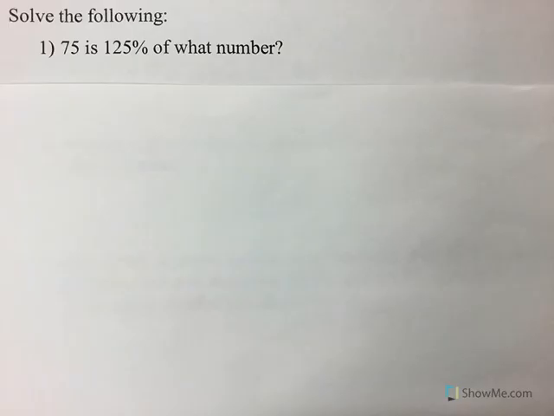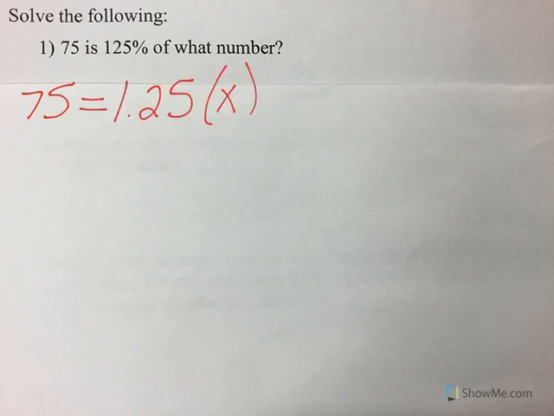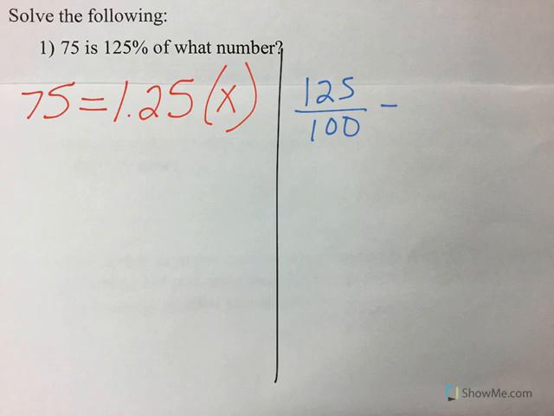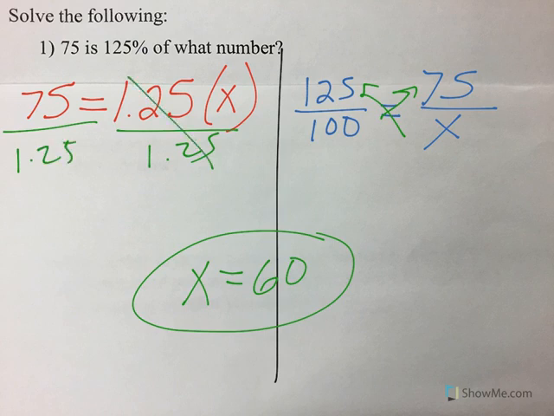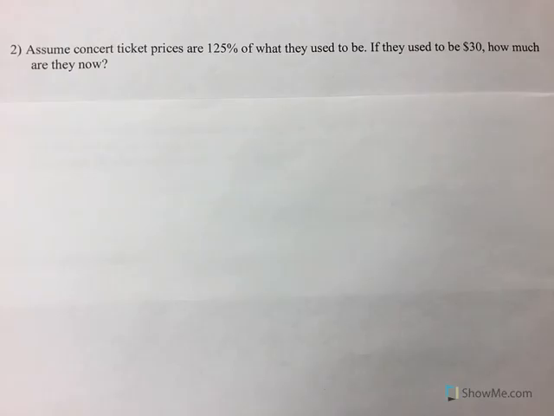75 is 125% of what number? 75 is, change the percent to a decimal, of means multiply, multiplied by a number. Percent over 100 is goes with 75, of goes with x. Either way, x is 60. Right? Here we cross multiply, here we would divide by 1.25. Either way, x is 60.